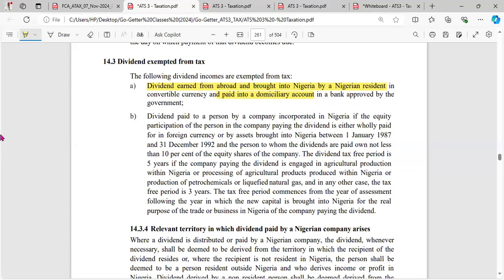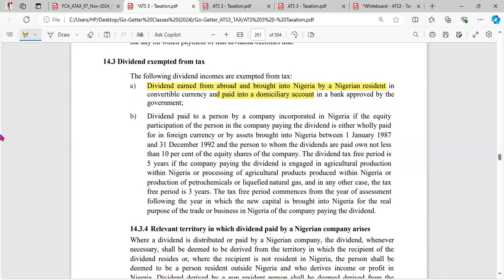Now let's say you are living in Nigeria, but you bought shares from abroad. How can you buy a share from abroad? You buy a share in a company that is not incorporated in Nigeria. Either the company has business in Nigeria, or the business is outside Nigeria, but you bought somehow, and they are paying you dividends, and you are receiving it in your domiciliary account.